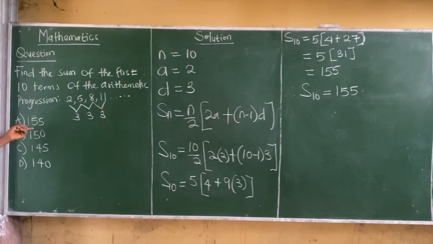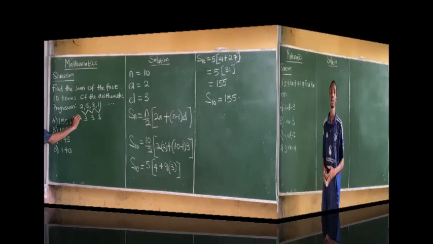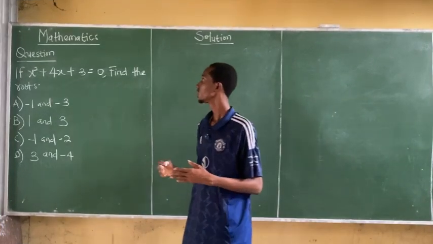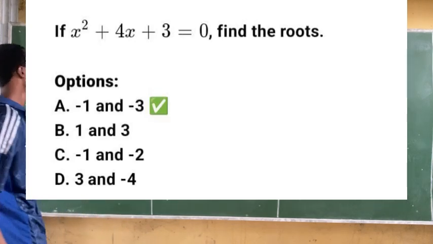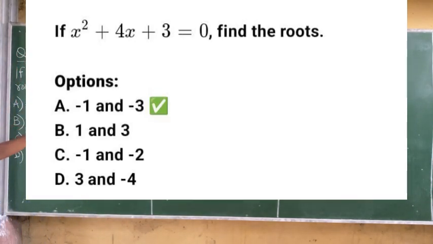We come here, the correct option here is what? Option A, 155. The next question says, if x squared plus 4x plus 3 is equal to 0, find the roots. Option A, minus 1 and minus 3. Option B, 1 and 3. Option C, minus 1 and minus 2. Option D, 3 and minus 4.